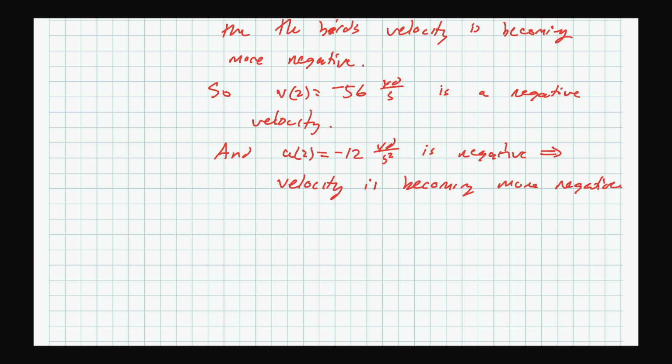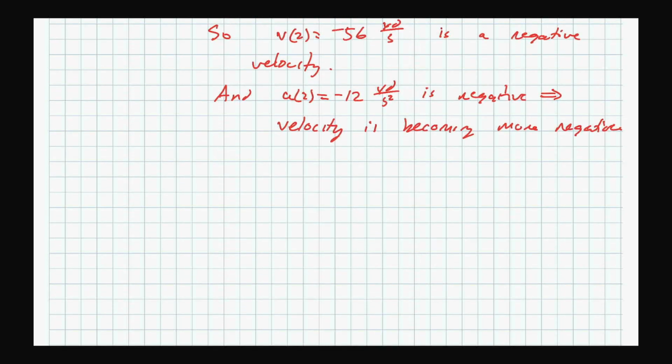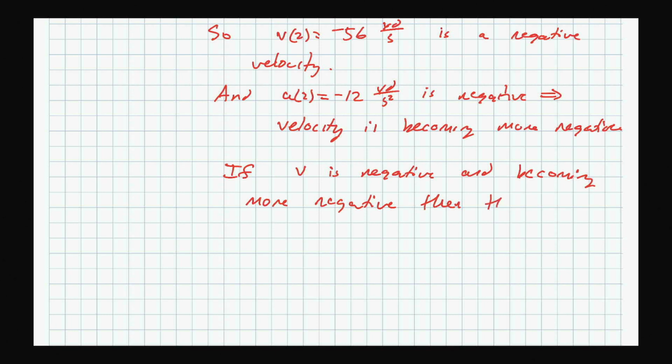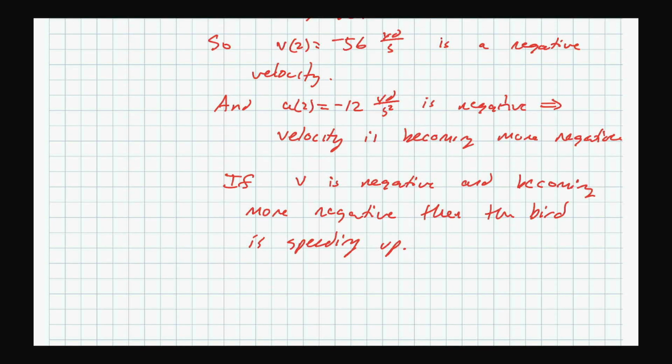Right? So that means that if the velocity is negative 56 and becomes more negative, then the bird would be speeding up, right? So if v is negative and becoming more negative, then the bird is speeding up. So that's why we had to look at the signs on both of these things, because if this was a positive 12, then the velocity would have been becoming more positive. And if you take a negative 56 and make it more positive, the number would get smaller, which would mean the bird is slowing down, right? So I needed to know the signs on both of these to answer this question. And we did.